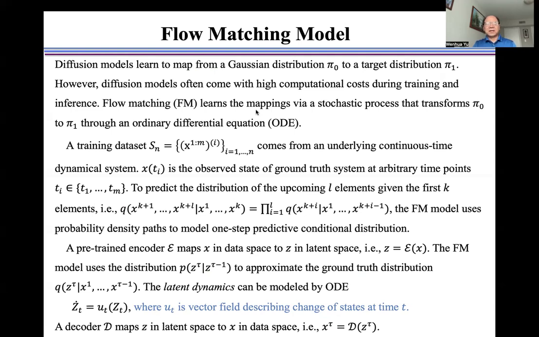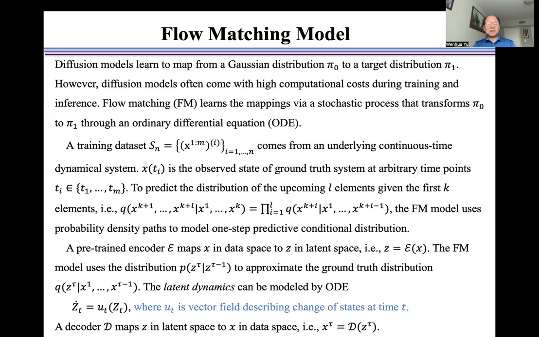A training dataset Sn comes from an underlying continuous time dynamical system. Xti is the observed state of a ground truth system at arbitrary time points ti. To predict the distribution of the oncoming elements given the first key elements, as shown here. The FM model uses the probability density path to model one-step predictive conditional distribution.